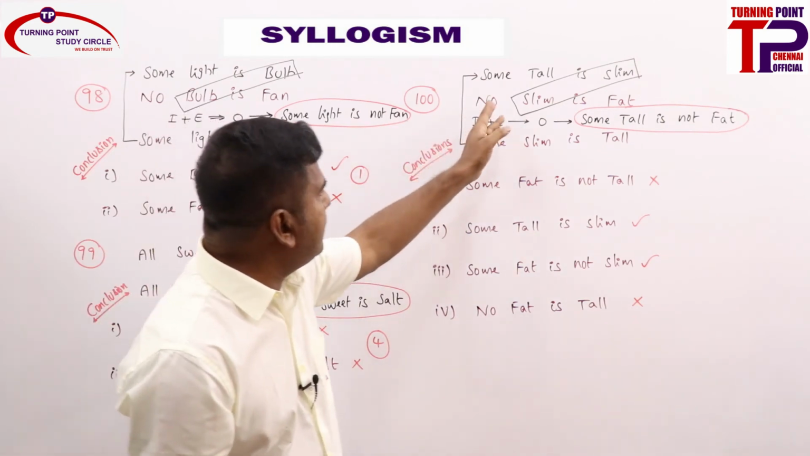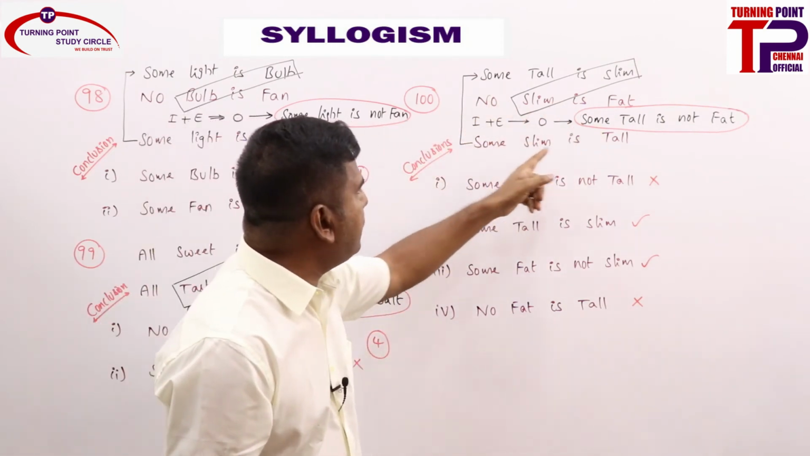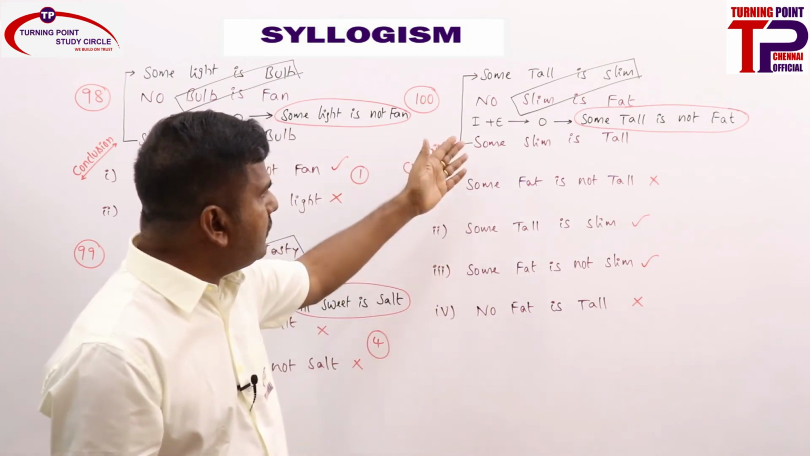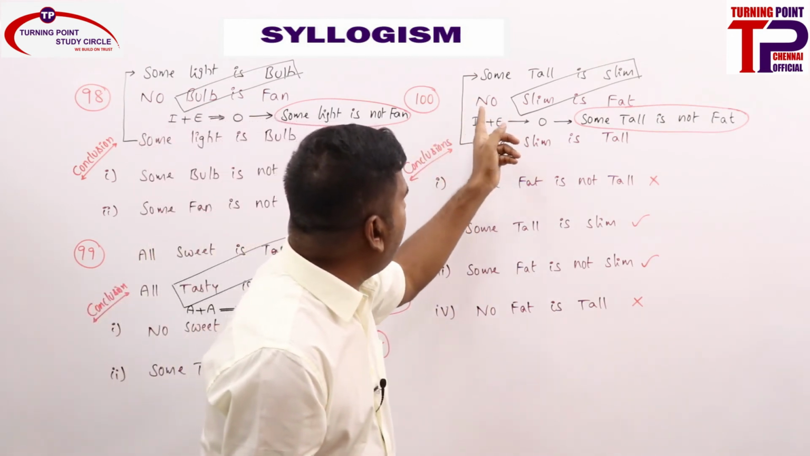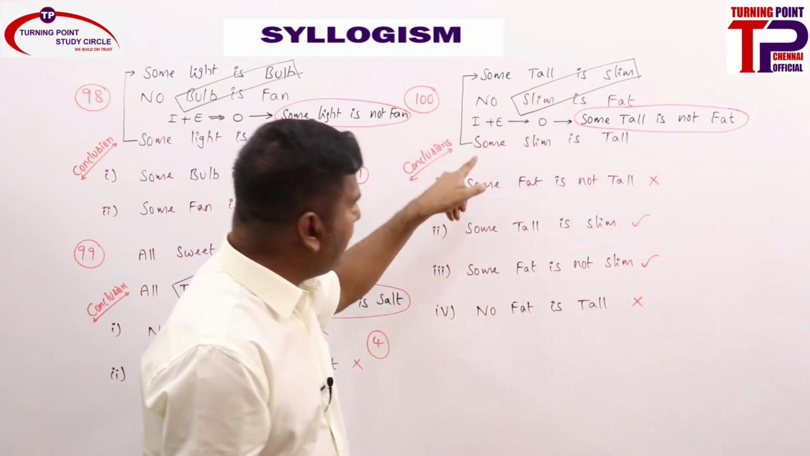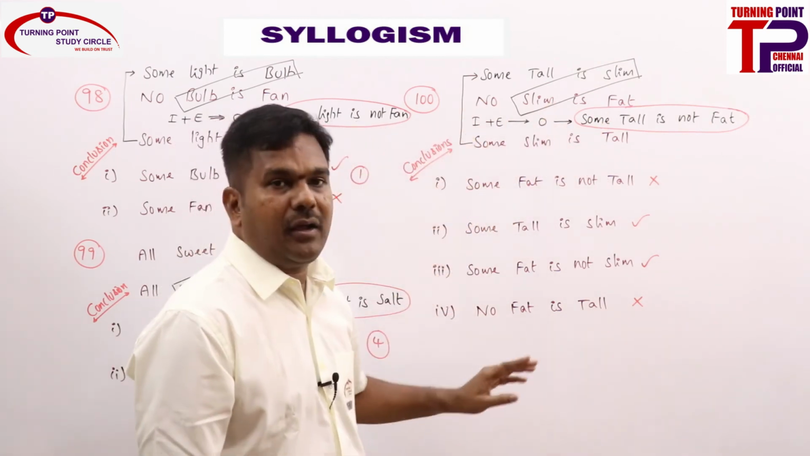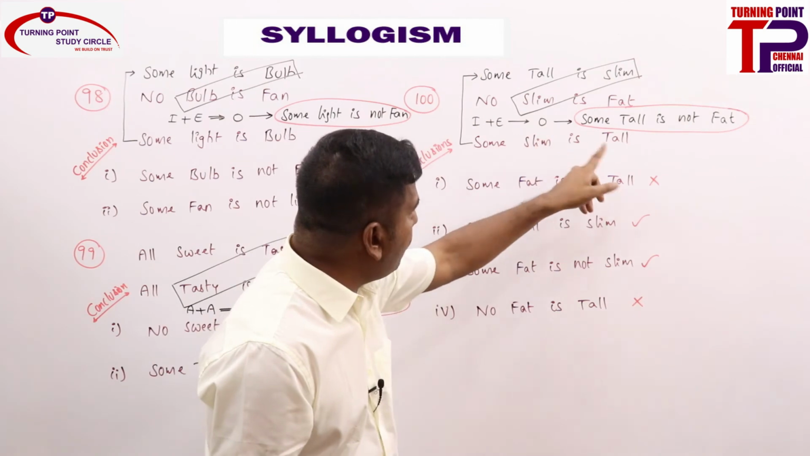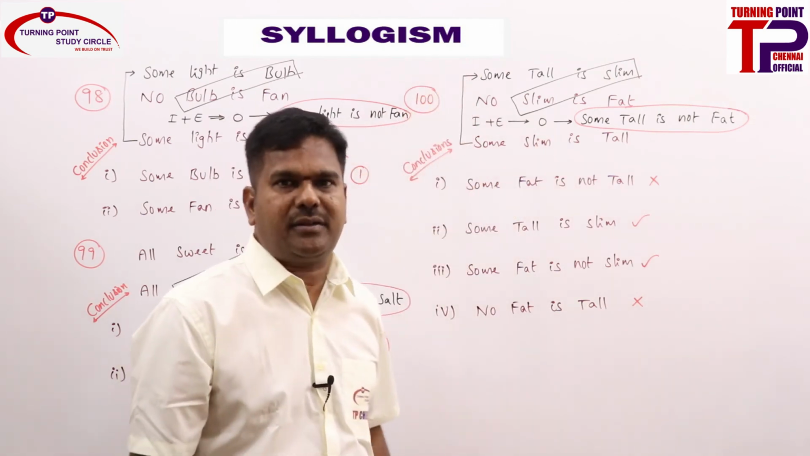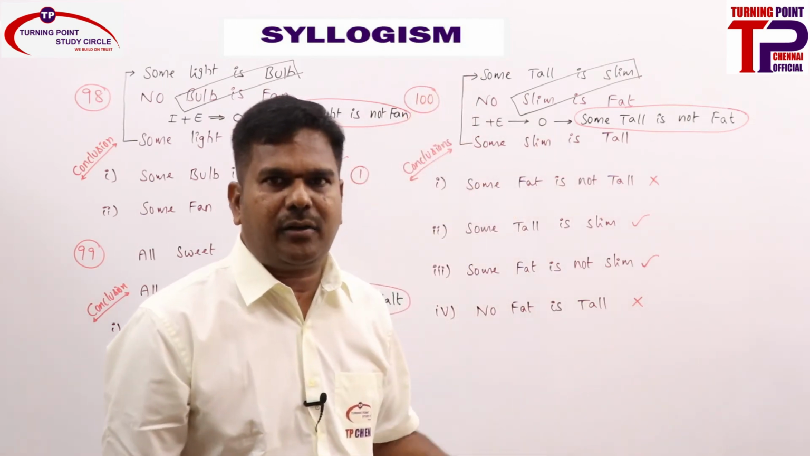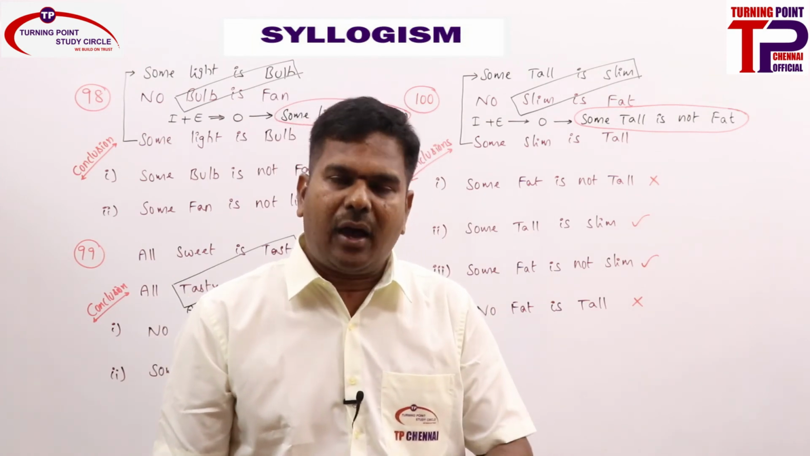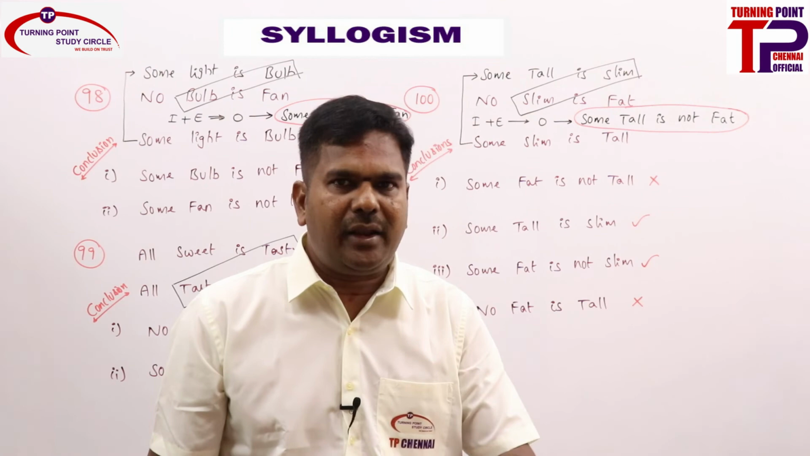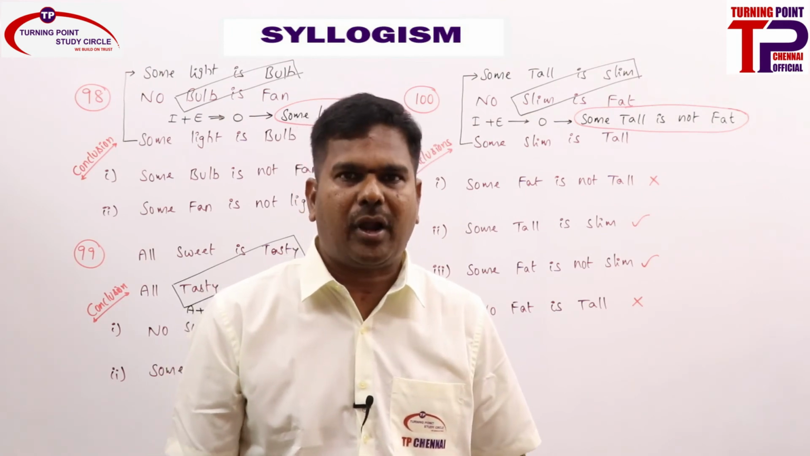Come to the 100th one. See that: no slim is fat, some slim is tall. So it has not been properly aligned. In order to make proper alignment, you can either convert E into E, so it can be properly aligned, or you can convert I into I and interchange the statements. Actually it takes longer time, right? Whenever E and I statements are there, converting E into E or I into I won't make any difference. We have solved many problems that way.